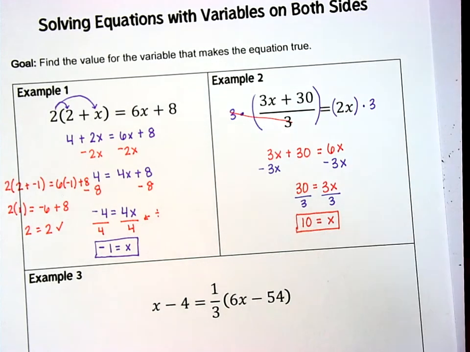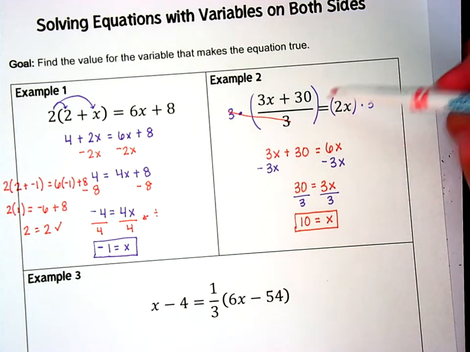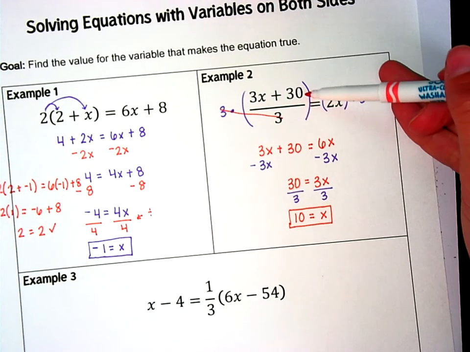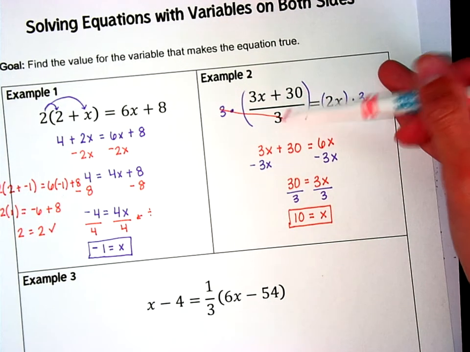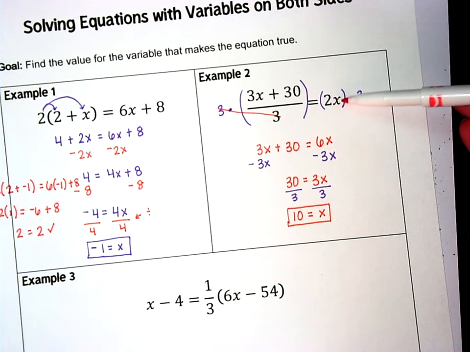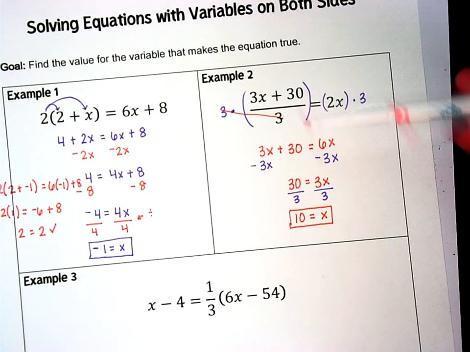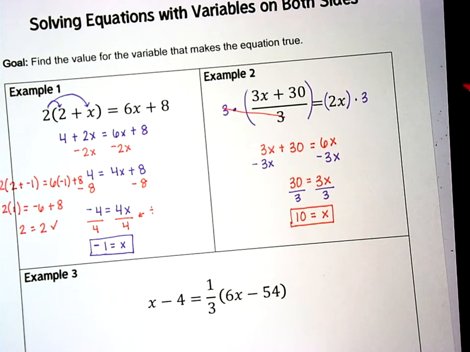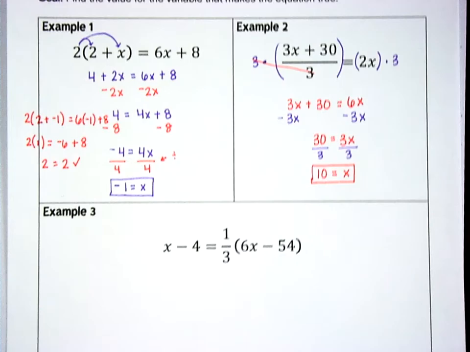And again, we can substitute that value of x into our original equation to check to make sure it's true. So 3 times 10 is 30, plus 30 is 60, and 60 divided by 3 would give us our 20, and then 2 times 10 is 20, and because now we have an equation that says 20 equals 20, we know our value of x is good. So let's take a look at one more example here.